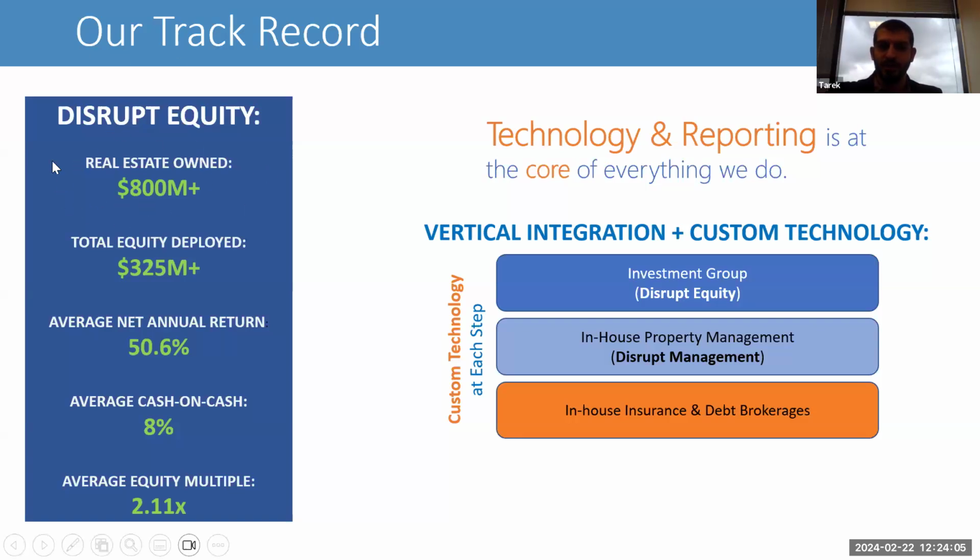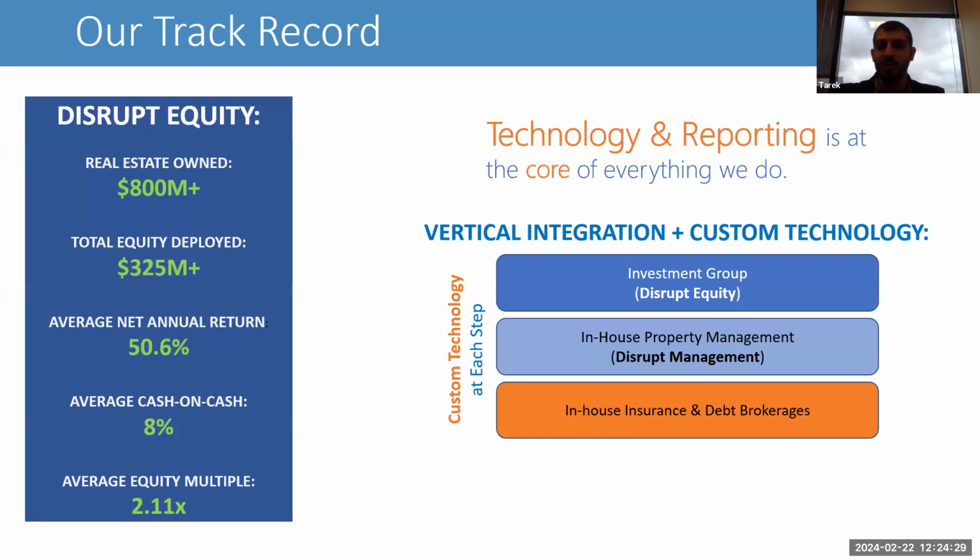So our track record so far at our company, Disrupt Equity, is that we now own, really, it's closer to $850 million of real estate. We actually just won another deal this morning, so that should be closer to 900 coming up soon. But we've basically bought about $800 million of asset under management. We've raised a total of about $350 or so million from investors, all retail individuals, no institutions or anything yet. Even though I have that background, we just haven't needed it, frankly.